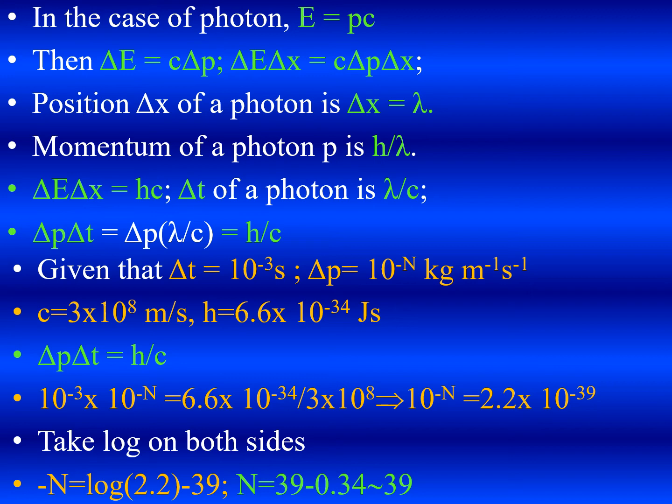It is given in the problem that delta T is equal to 10 power minus 3 seconds and delta P is equal to 10 power minus n kg per meter per second. Also they have given c is equal to 3 into 10 power 8 meter per second and h is equal to 6.6 into 10 power minus 34 joule second. So delta P into delta T is h by c. Now you substitute the values, then take log on both sides, and you get n approximately equal to 39. Thank you.